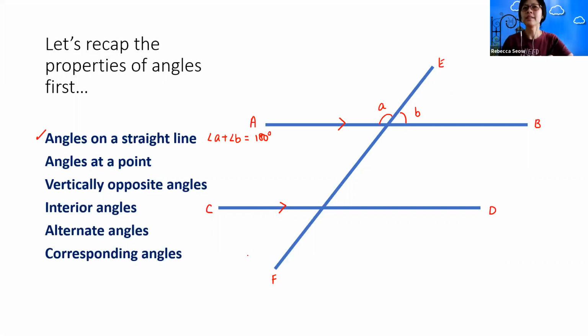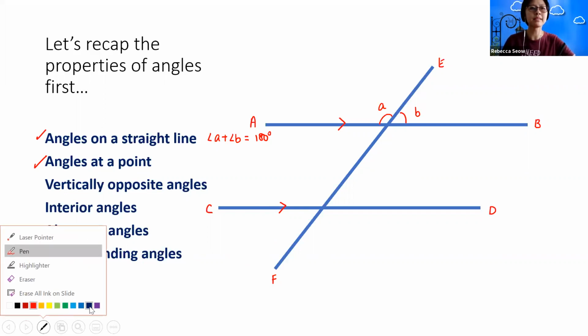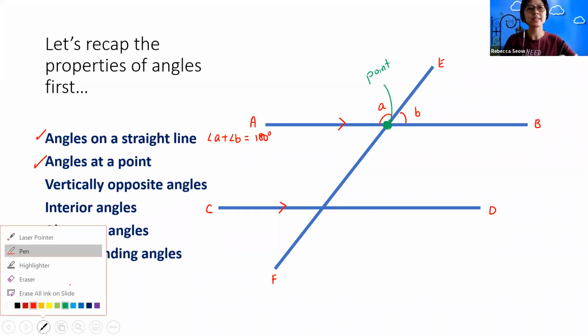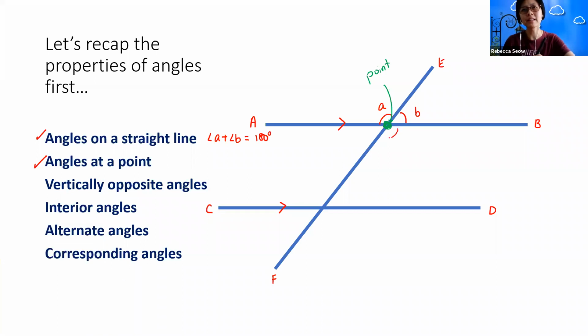Okay, now next we want to move on to the second property, which is called angles at a point. So let's say if we were to have a point, okay, I'm going to label the point, I'm going to draw out a green point, and it will be here. Okay, this is the point. And what I'm going to do next is I'm going to label the rest of the angles that are around the point. So this angle over here at the bottom, I'll label as C, and I have another one at D. Now you realize that there are 4 angles around that particular point in green, right?